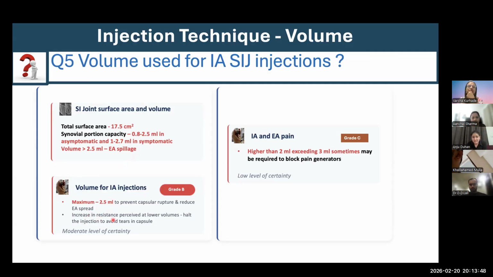And if an increase in resistance is perceived at lower volumes, the injection should be stopped to avoid tears in the capsule. In patients with suspected intra-articular pain as well as pain arising from the overlying ligaments or structures, volumes higher than 2 ml might be required to block the pain generators, and sometimes more than 3 ml also can be required.